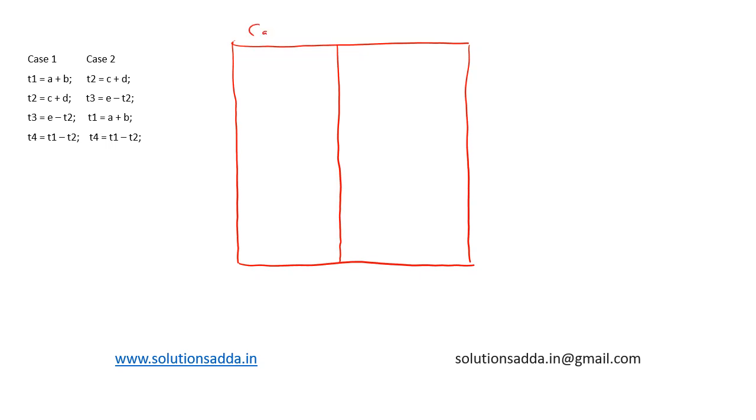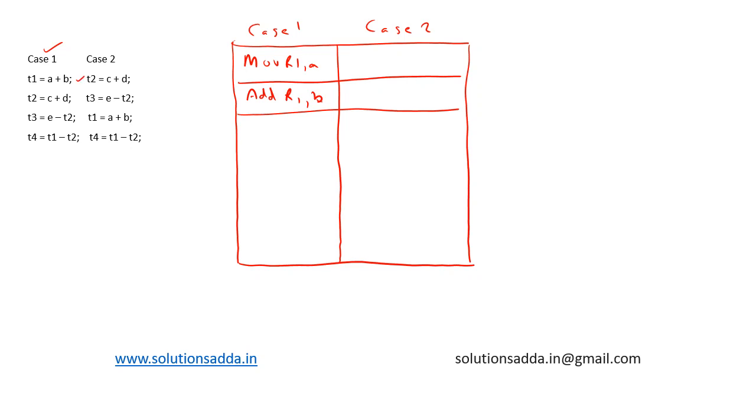Case 1 and case 2. First of all, we'll move R1, A. We are implementing this case now. Next is add R1, B. So we are computing the first term, that is T1. Now we'll move R2, C. Next one is add R2, D. The next instruction is sub R2, E. We are implementing E minus T2 here.